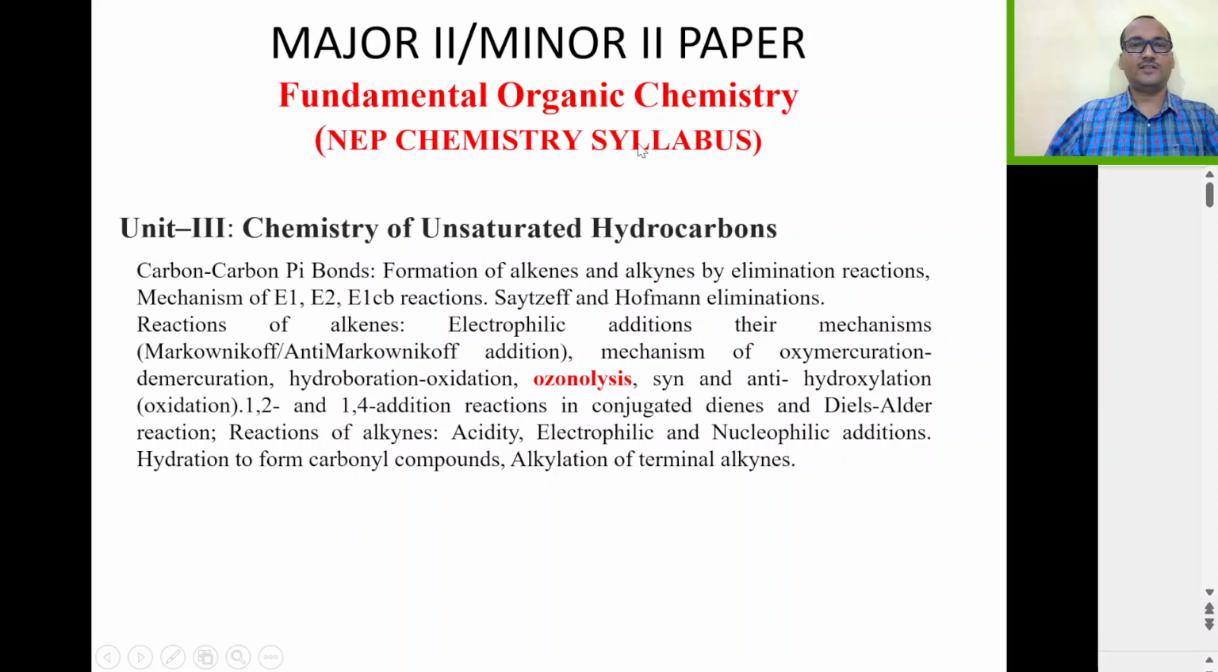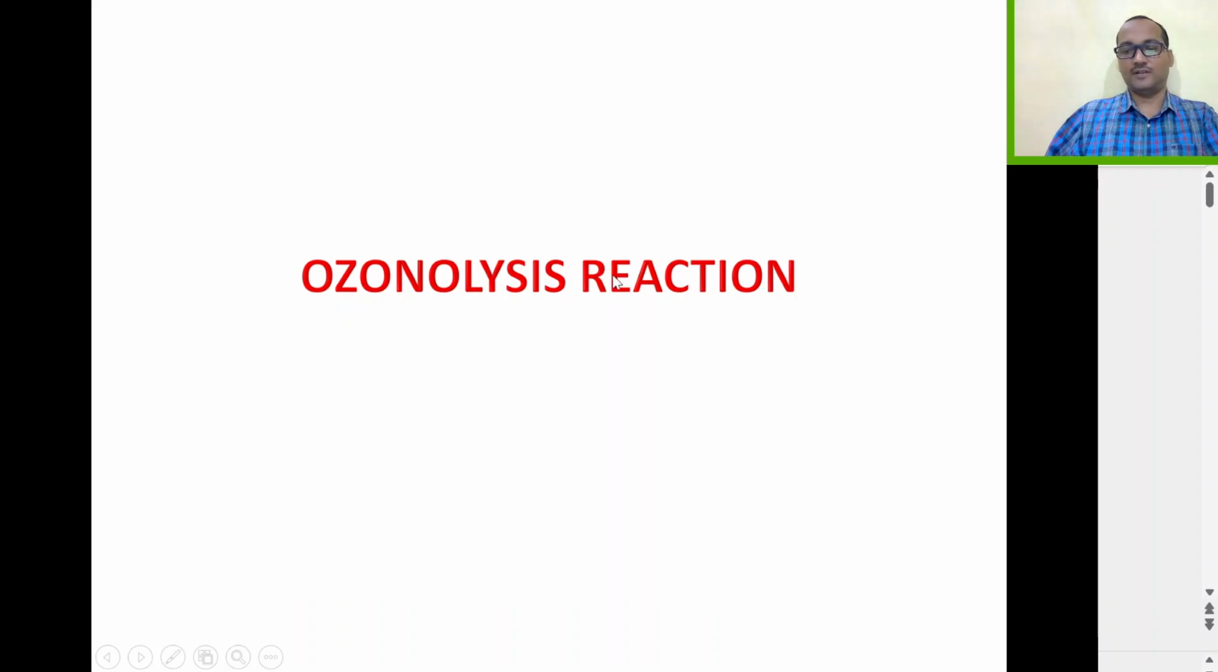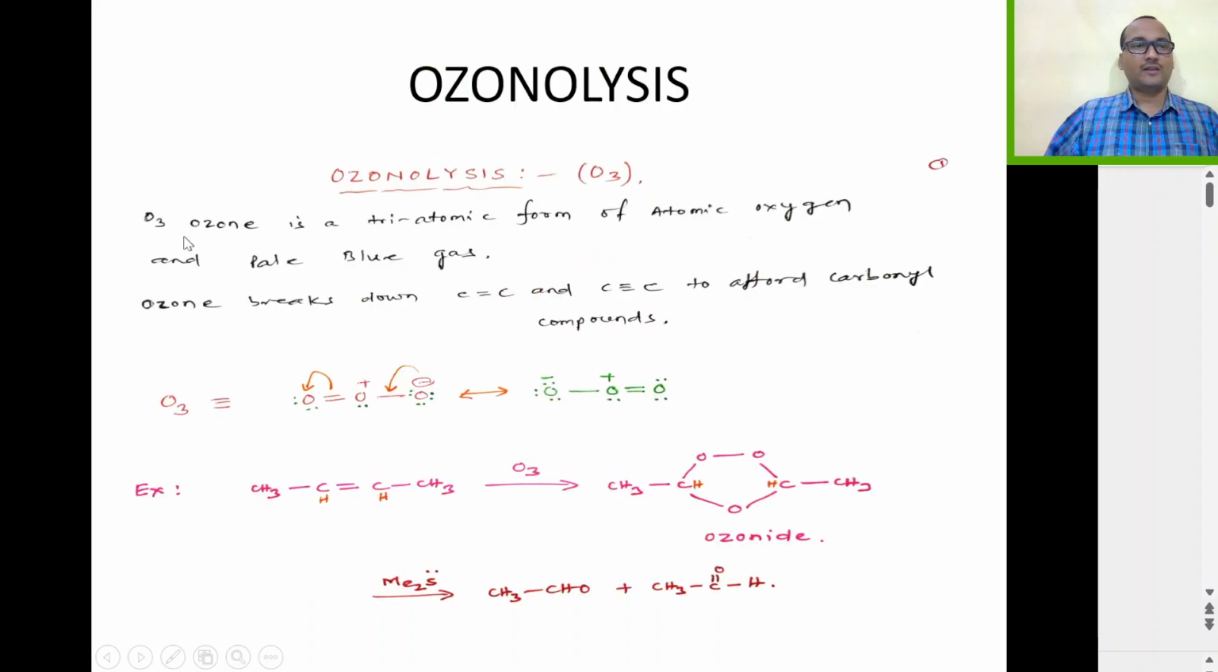So basically, this is the syllabus for Major 2 and Minor 2 paper, Fundamentals of Organic Chemistry. So today we will be talking about ozonolysis reaction. So this is the formula of ozone, O3. So O3, the ozone, is a triatomic form of atomic oxygen and it is a pale blue gas.